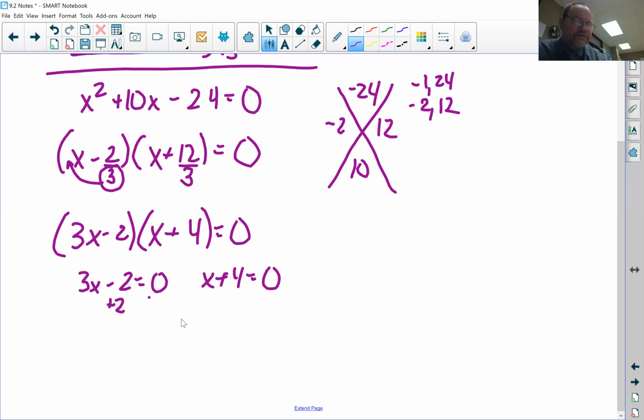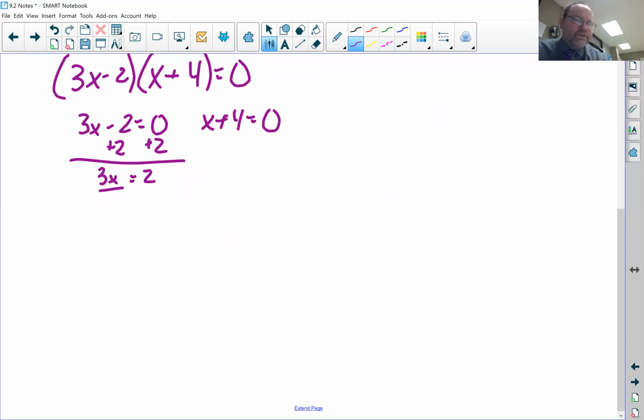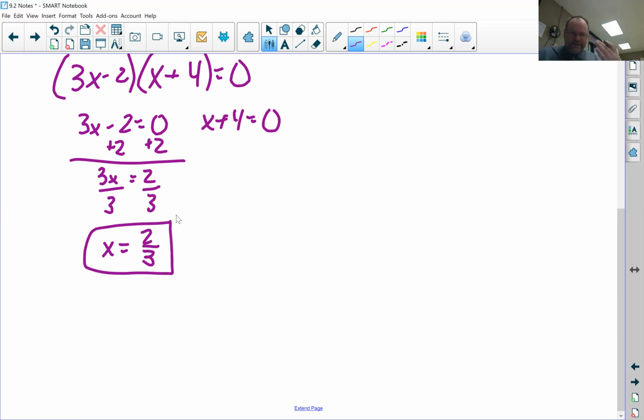Add 2 to both sides. Divide by 3. So one of our solutions is 2/3. And here's one reason why I like the fraction. If I try to put that in as a decimal, it's 0.6 repeating. And it's kind of hard to type that in as an answer on your computer. Okay? So 2/3 is a fine answer.